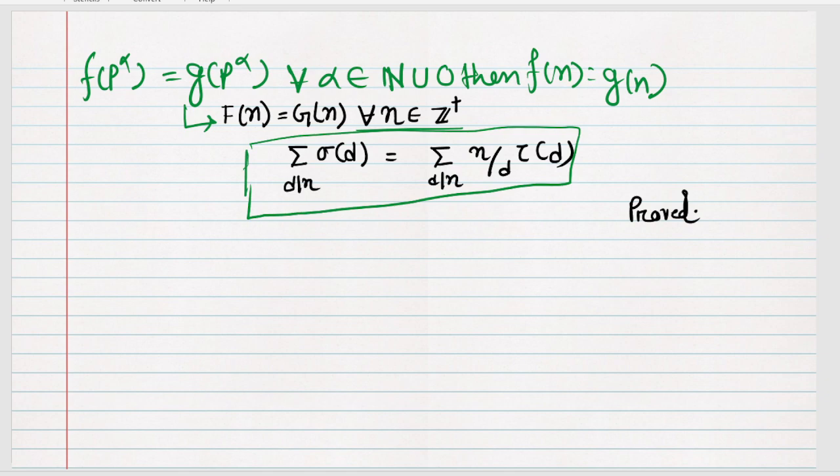So here we conclude our theory of the tau function and the sigma function, and we learned about various definitions, theorems, and many theories. From our next lecture we will learn about the Mobius function.